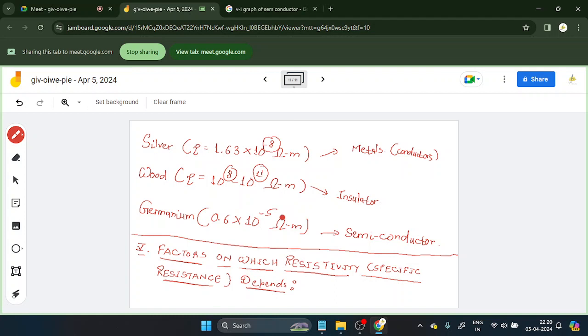Don't consider length here. We are just talking about specific resistance, which means we are just considering the particular area and length, which means unit area and unit length only. So we are not considering the whole length there. That's why we will not consider the length here.